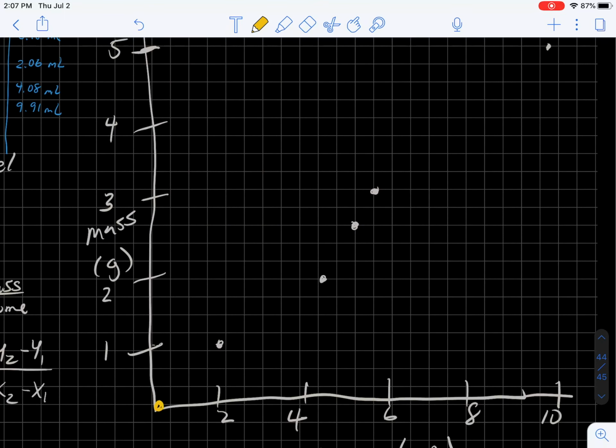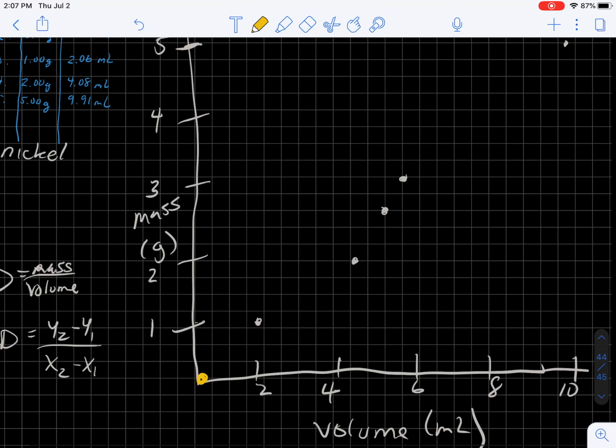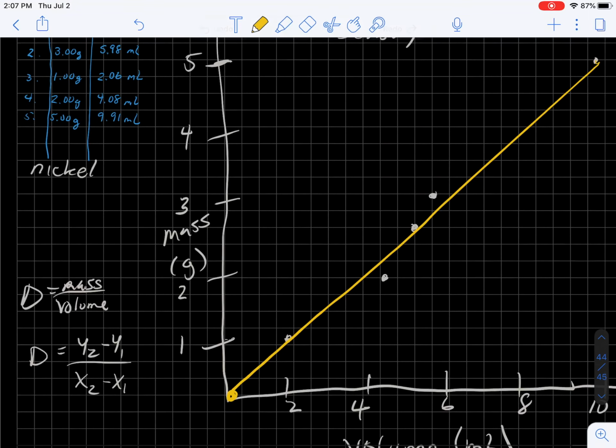Before I draw my best fit line, I'm going to ask myself, is the origin a data point? In this case it is. If we had 0 grams, we would have 0 volume, so I'm going to use the data point to kind of anchor this. And then we're going to draw a line that shows half of the data above the line and half of the data below the line. So I'm going to get out a ruler here and I'm going to try to make an estimate the best I can where some data points are above the line and some data points are below the line.